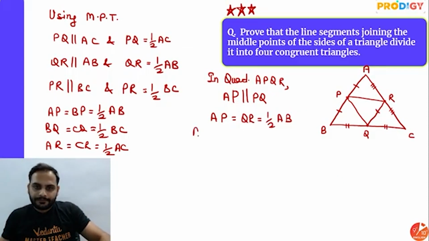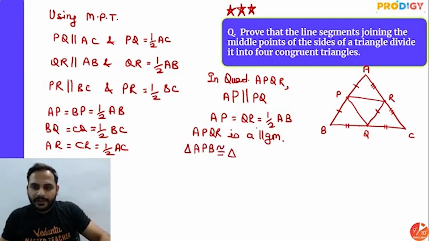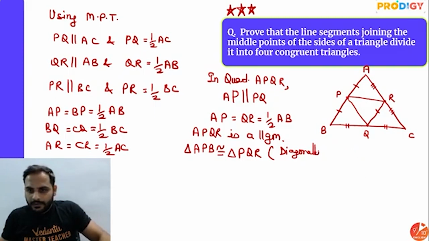I can say APQR is a parallelogram, and if it is a parallelogram, the diagonal will be bisecting it into two congruent triangles. So I can say triangle APB will be congruent to triangle PQR. Diagonal bisects or divides a parallelogram in two congruent triangles.